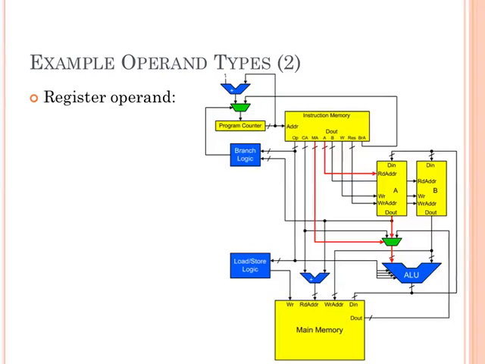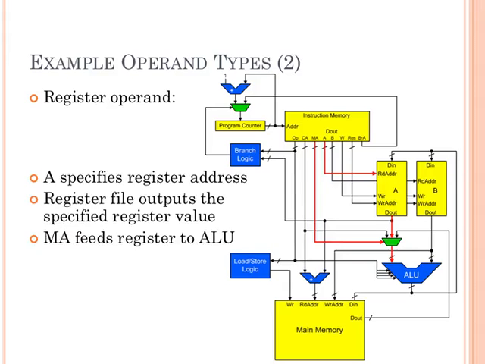If we have a register operand, again, MA will be set to use the register file instead of CA. So again, CA may have a value on it, or it may not, we don't know. But that comes down into the multiplexer, and the multiplexer ignores it because MA is not set to use it. So the register value A comes down, and that feeds into the ALU, and that is what is used for the computation. Okay? So A specifies the register address, the register file outputs the specified register value, and the MA feeds the register to the ALU.